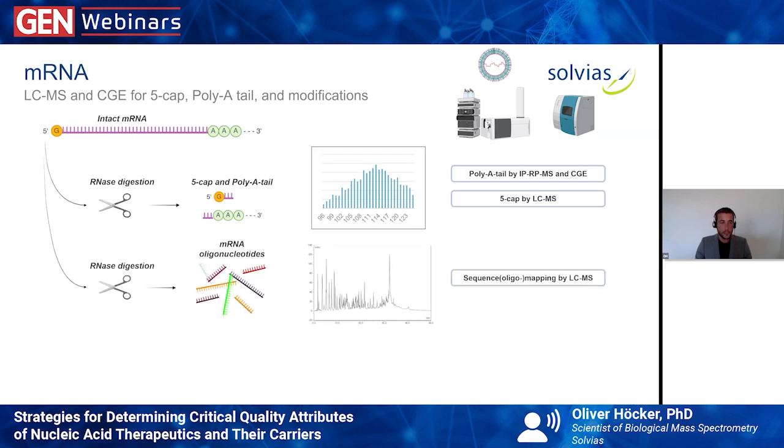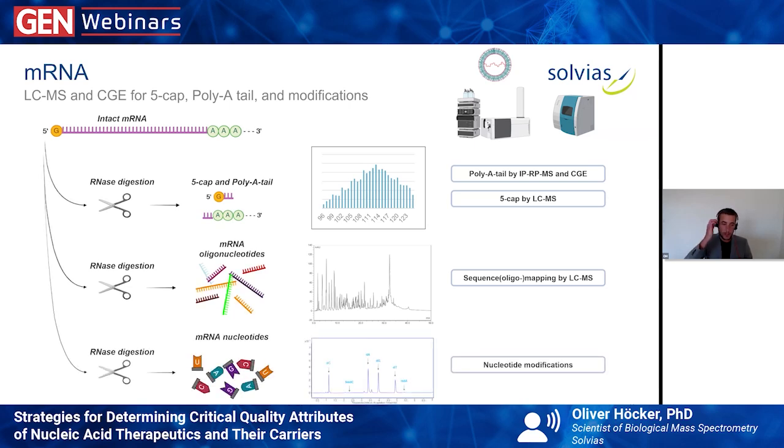Then apart from this, we can also digest the mRNA into smaller pieces, similar to a peptide mapping. So we cannot analyze the complete mRNA with mass spectrometry, but if we cut it into oligonucleotides with an enzyme, we can separate the individual pieces of mRNA and get mass spec information for each of these oligonucleotides and do a sequence mapping.